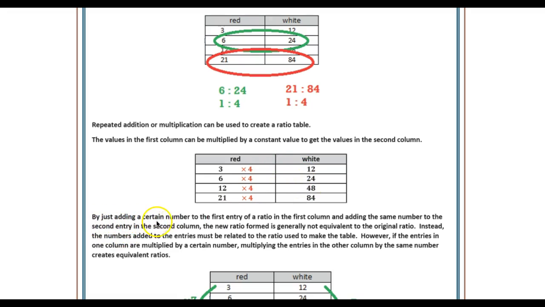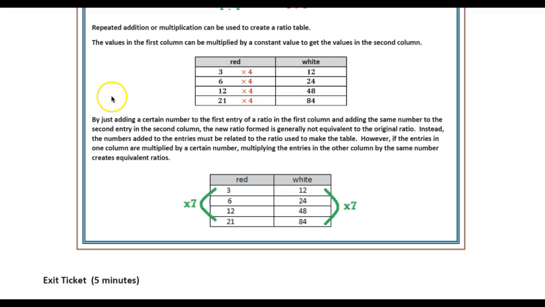And just by adding a certain number to the first entry of a ratio in the first column and adding the same number to the second entry in the second column, the new ratio formed is generally not equivalent to the original ratio. Instead, the numbers added to the entries must be related to the ratio used to make the table. However, if the entries in one column are multiplied by a certain number, multiplying the entries in the other column by the same number creates equivalent ratios. Okay, so for example, 3 to 12, 6 to 24, and 12 to 48 are not necessarily going to always be equivalent.